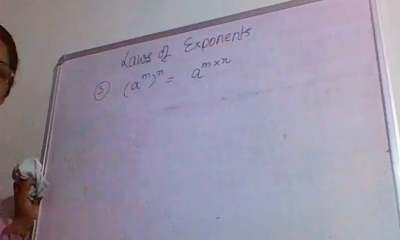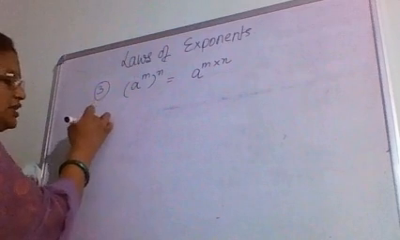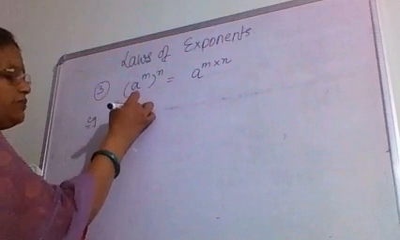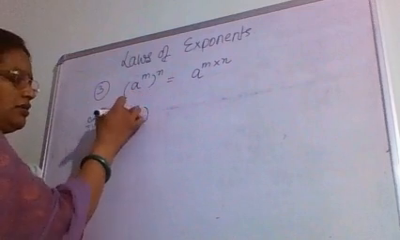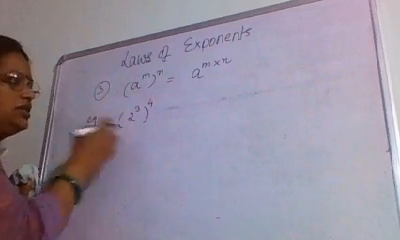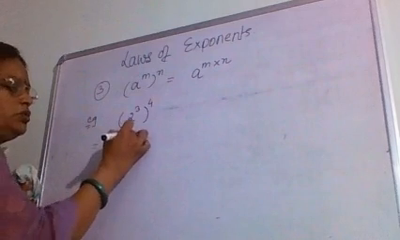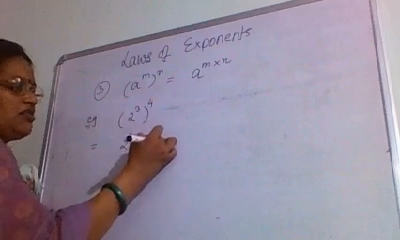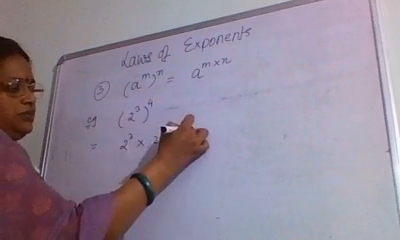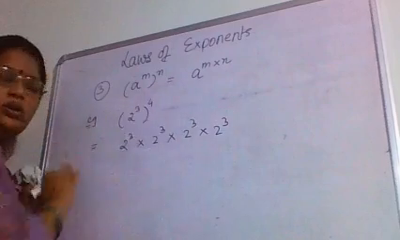How will you explain this law? Say for example, again I will take the example only. 2 raised to power 3, raised to power 4. So actually this means what? This means 2 raised to power 3 is multiplied 4 times. This is the only meaning of this value.